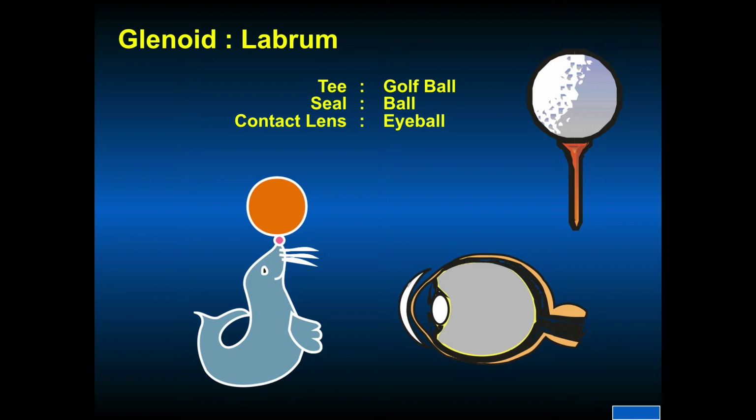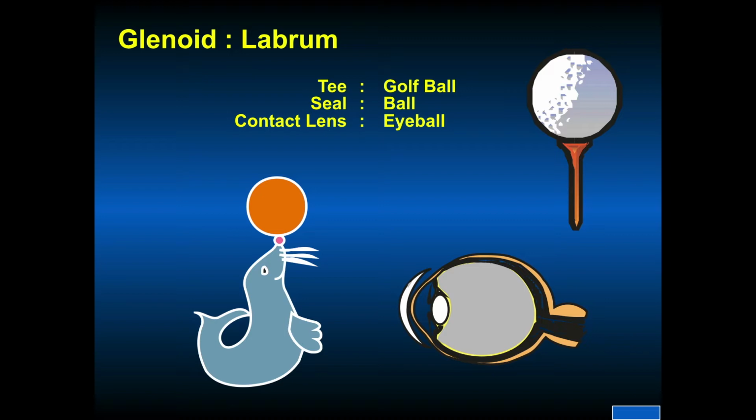The labrum of the glenoid is an important structure for stability. You can think of this as being a deepener of the socket of the shoulder. The rim of the golf tee is deepened by the labrum. You can also think of the stability of the shoulder as being a circus seal whose nose is under the ball, or a contact lens covering the eyeball. These are good analogies to talk to patients about when you're dealing with a SLAP tear.